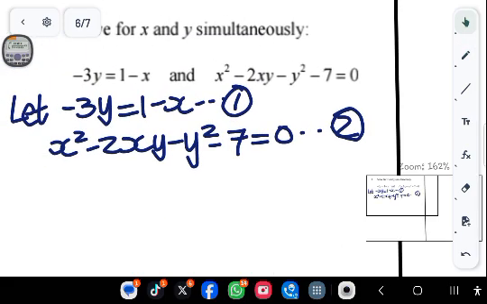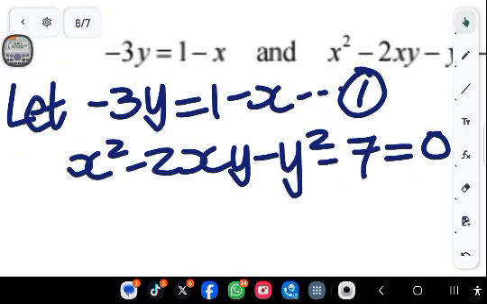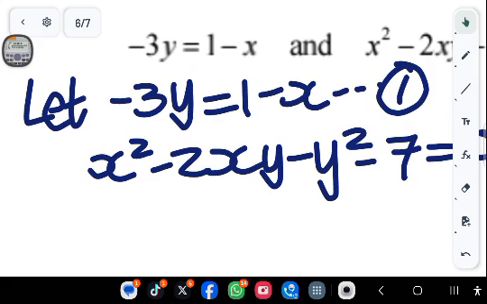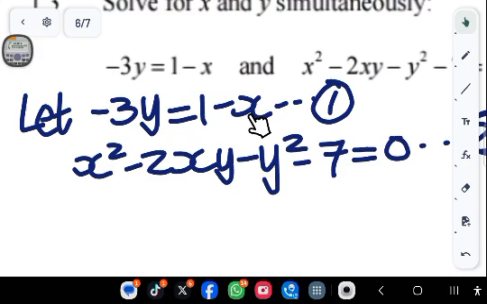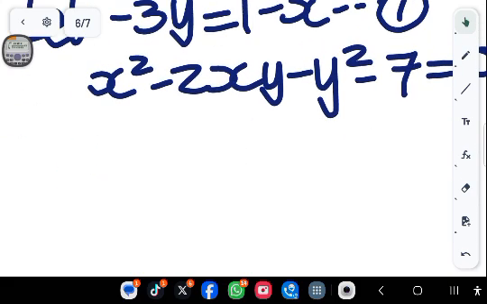Alright, now what you do is you express the simplest one in terms of one variable in terms of the other. So the easy one to use is number 1. Let's express x in terms of y. So let's take x to the left hand side and everything to the right hand side.